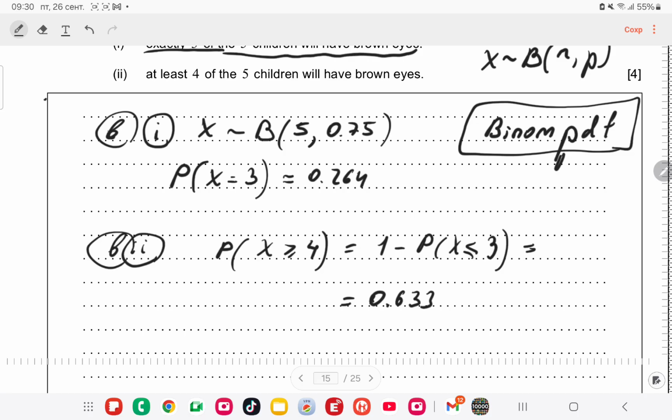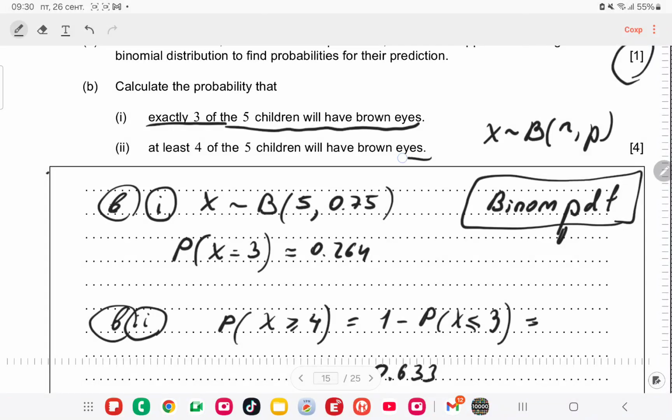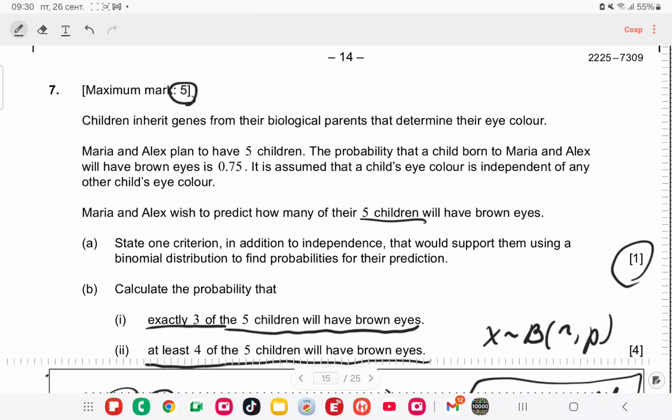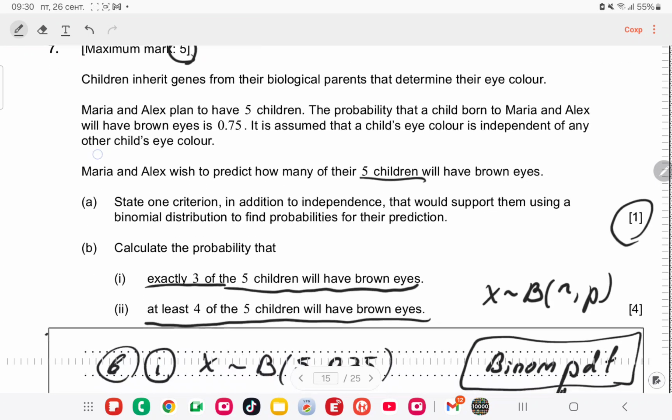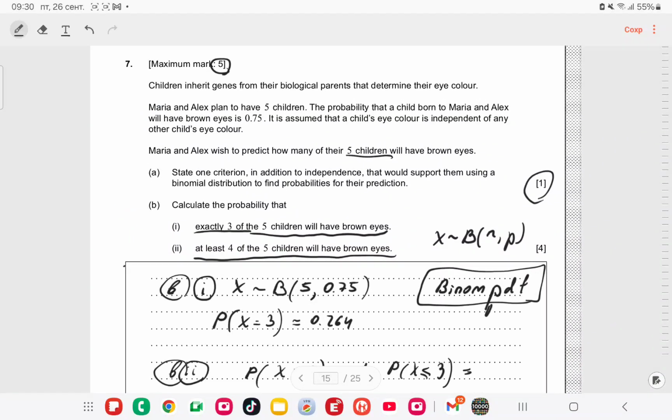Okay, that's how we can solve this type of question. Usually I tell students that this kind of question should be solved twice as fast as required. So if you see that it is 5 marks total, you can easily solve it in 2-3 minutes. Okay, so that was a question on binomial distribution.